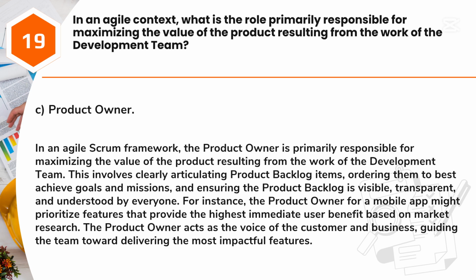Answer: C. Product Owner. In an Agile Scrum framework, the product owner is primarily responsible for maximizing the value of the product resulting from the work of the development team. This involves clearly articulating product backlog items, ordering them to best achieve goals and missions, and ensuring the product backlog is visible, transparent, and understood by everyone.